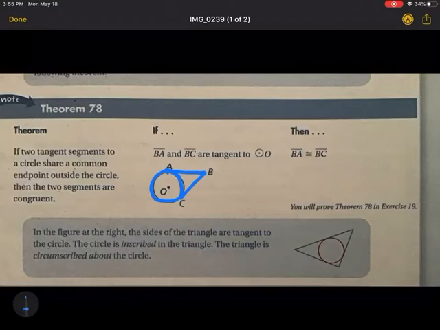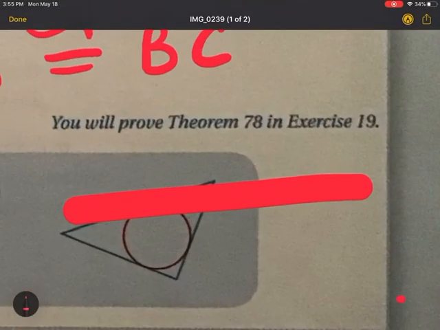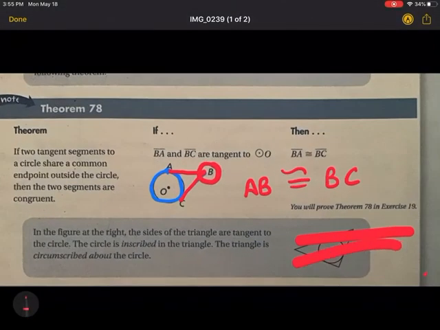So in this case, tangent AB and tangent BC come from the same point, which is B. So it means AB would be congruent to BC. As long as those two tangents come from the same point, so they share a common ending point, those tangent segments are always going to be the same. So that's the theorem we needed to know. All right, so that's all about this. So now let me show you an example on this.